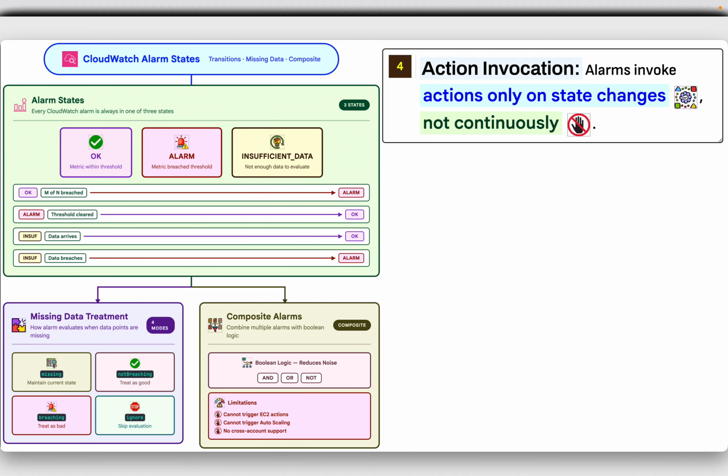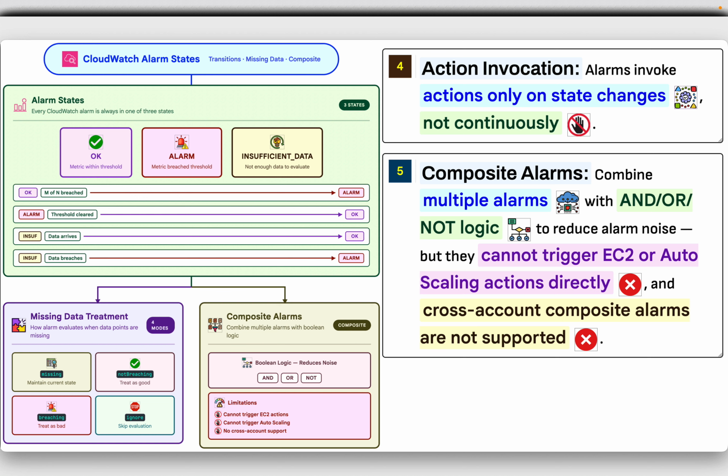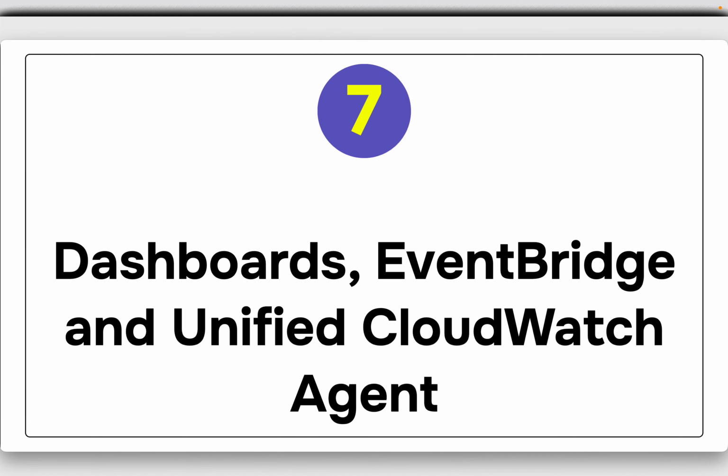Alarms invoke actions only on state changes, not continuously. Composite alarms combine multiple alarms with AND, OR, NOT logic to reduce alarm noise. However, they cannot trigger EC2 or auto-scaling actions directly, and cross-account composite alarms are not supported.